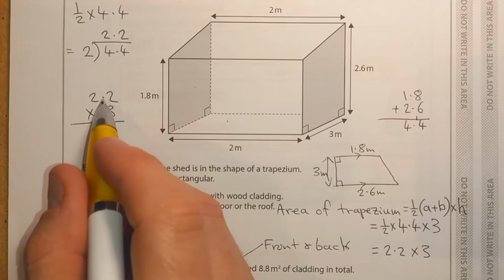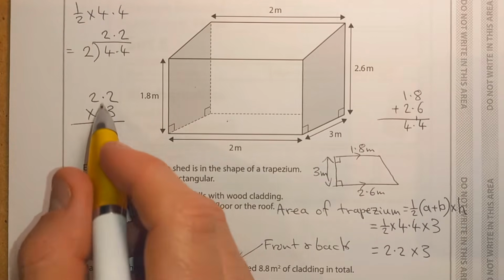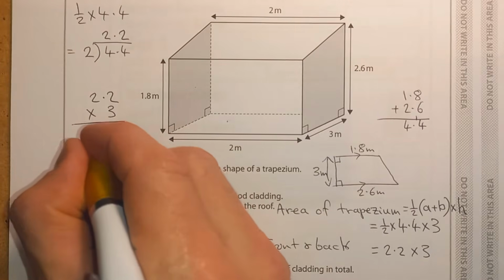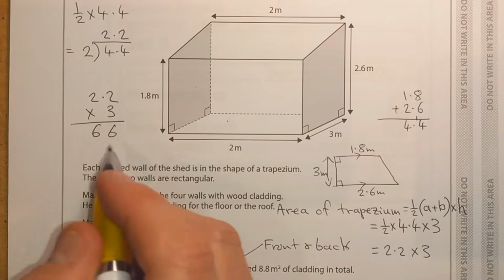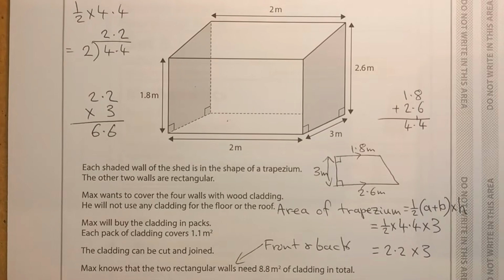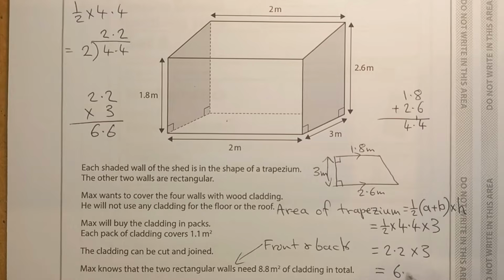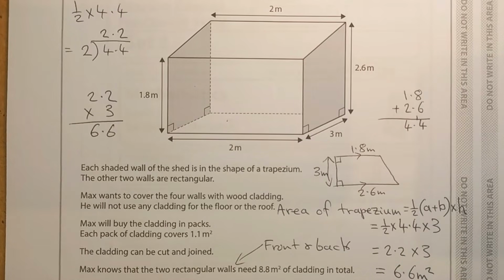Well, in fact, I'll put the decimal point in, but I'll ignore the decimal point for now. 3 times 2 is 6. 3 times 2 is another 6. We've got one decimal place here, so we put the decimal point back in. So the area of the trapezium is 6.6 meters squared.